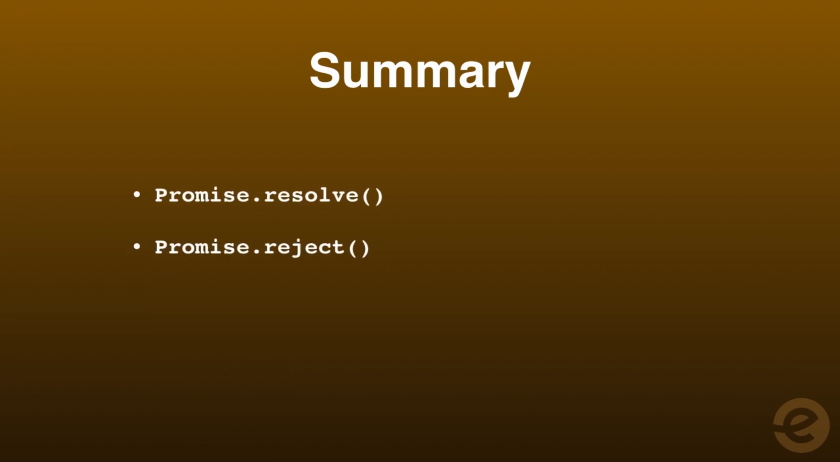In this session, we covered how to create an already resolved or rejected promise via Promise.resolve and Promise.reject, discussed thenable objects and how they can be used with Promise.resolve, and went over the built-in functions Promise.all and Promise.race.